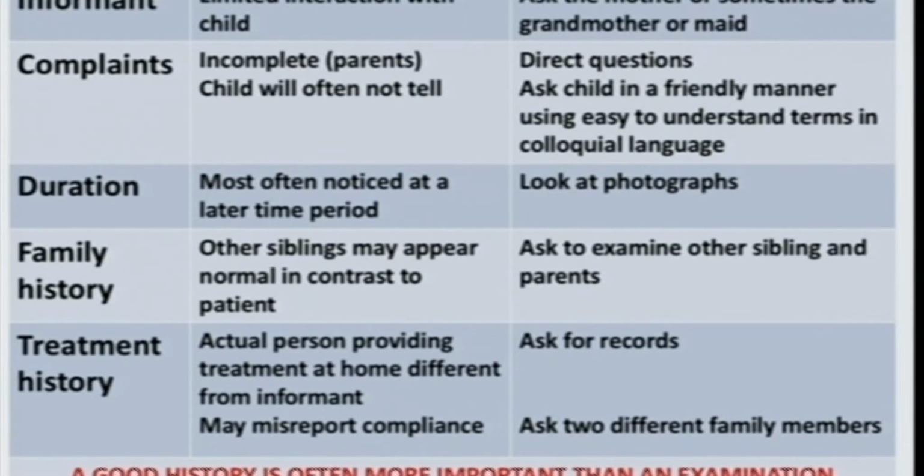And treatment history, again, the parents or the informants themselves are the treating people. One, they may not be sure how they're treating, or even if they are, they'll often misreport it. They'll say, yes, he patches the eye every day, because otherwise they're the ones at fault. So it's always important to reconfirm that with them.